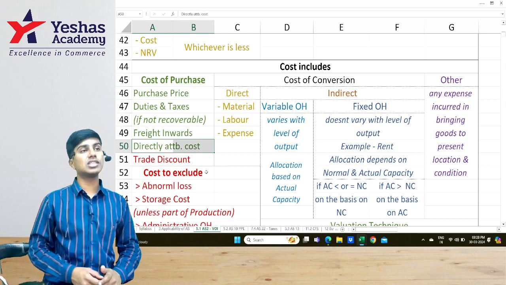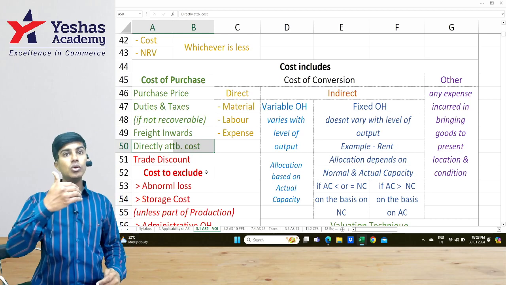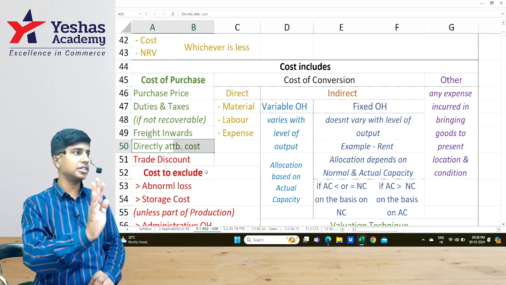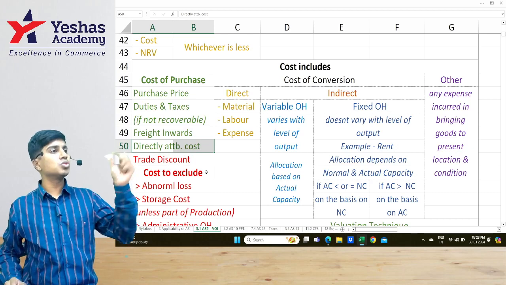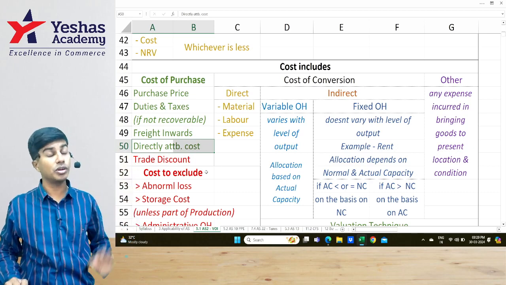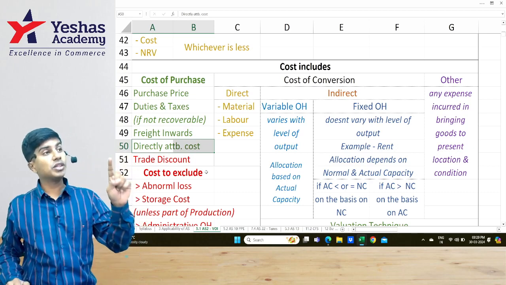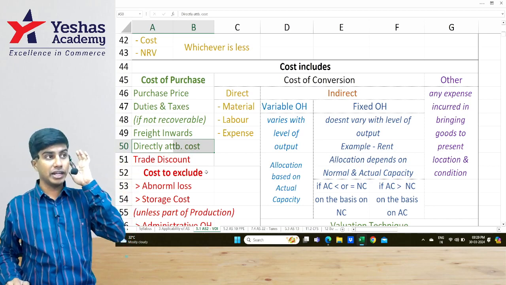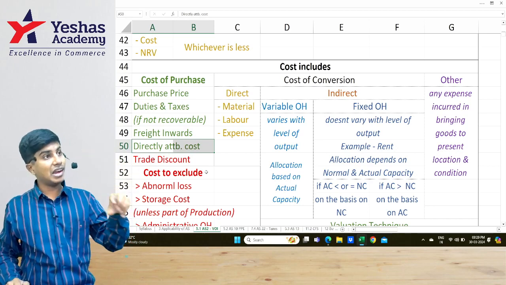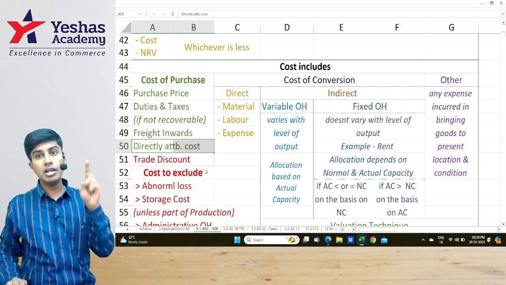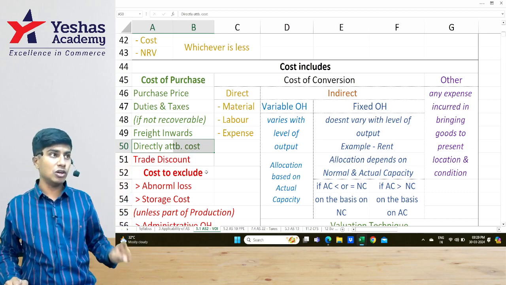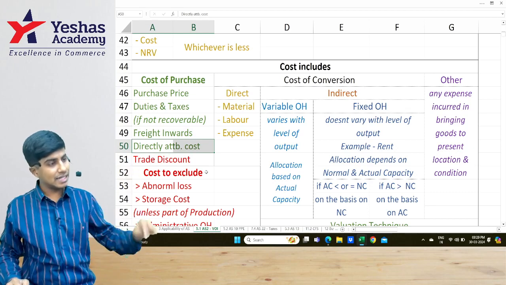If there is a cash discount, which will be attained only when you make the payment, that should not be adjusted. That will go to the P&L account. So let's say the price is 1 lakh rupees, and a cash discount of 5,000 is allowed. Inventory's cost is 1 lakh. That 5,000, don't deduct it from 1 lakh to make it 95,000. Inventory value is 1 lakh, and the 5,000 rupees discount received will go to the P&L account credit side as income. Cash discount doesn't decrease the value of inventory, trade discount does.